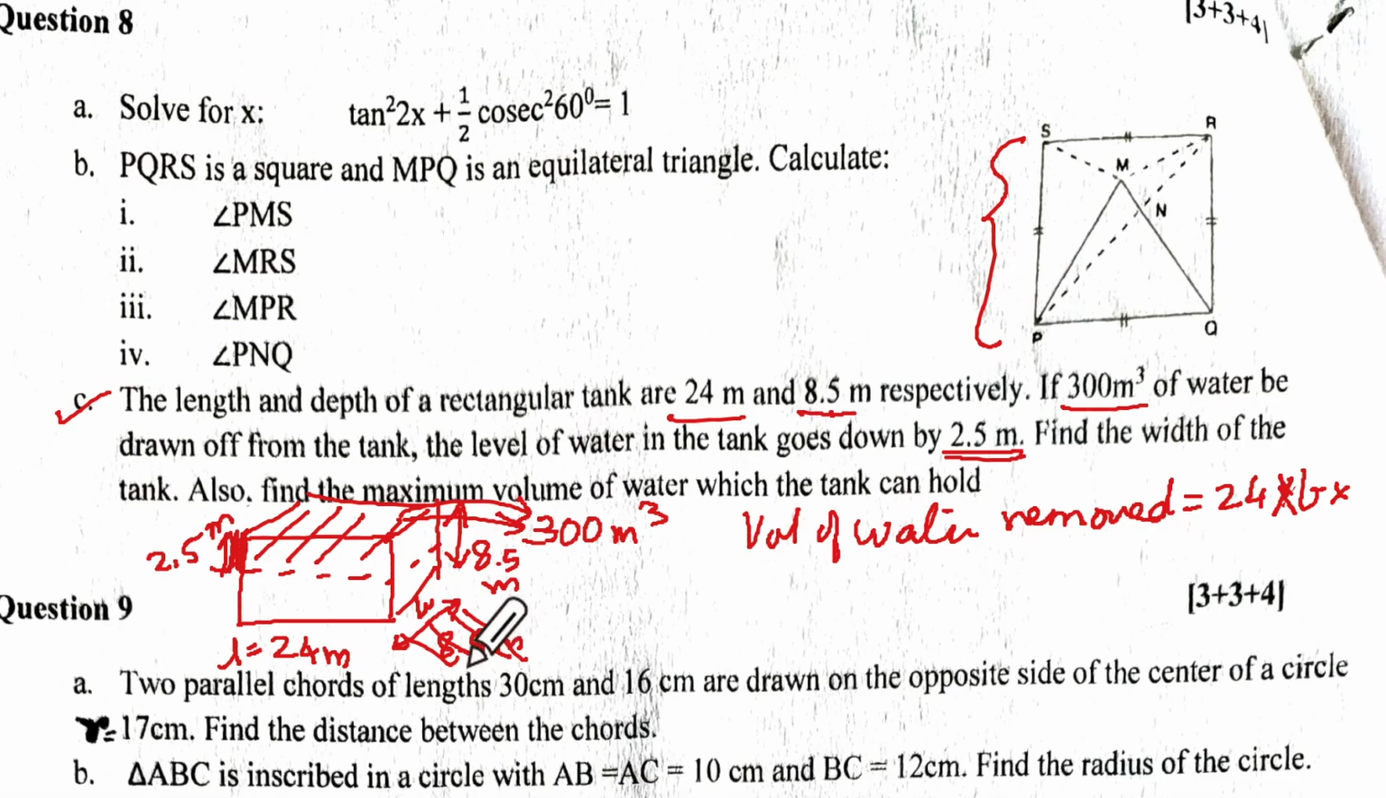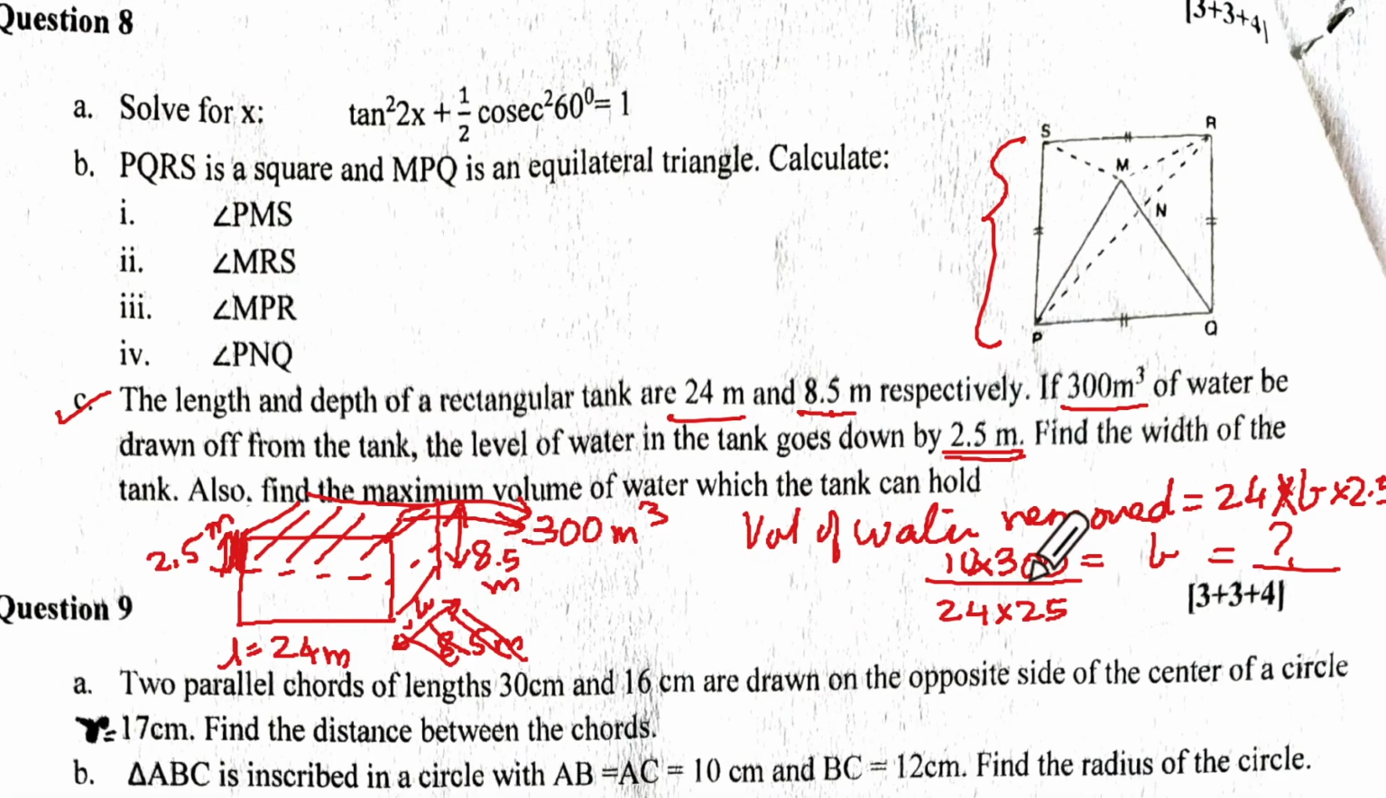They gave 8.5, but it is 2.5, no? So this will be 2.5 and this will be equal to how much? 300. Understanding? 300 is equal to, so breadth will be equal to 300 upon 24 and 2.5, so I am writing 25 and I am writing 10 here. Can we find this breadth? Tell me, is it doable? Yes, ma'am. Now they say find the maximum water.